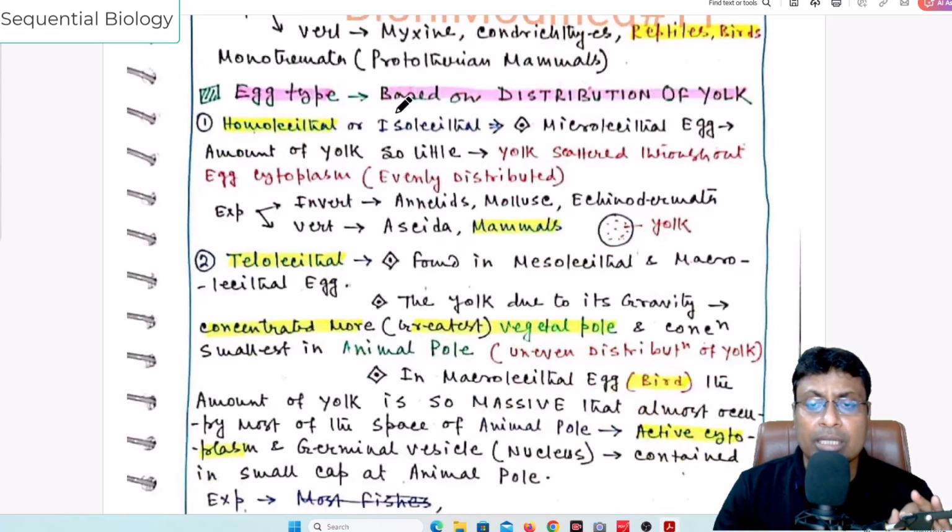Now the yolk is not distributed equally. Actually, based on the distribution of the yolk, there are different types of egg. The first one is the homolecithal or isolecithal egg.